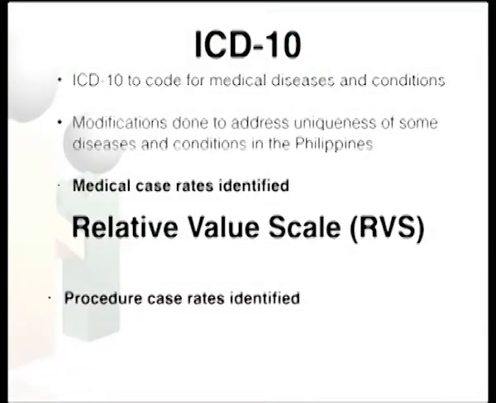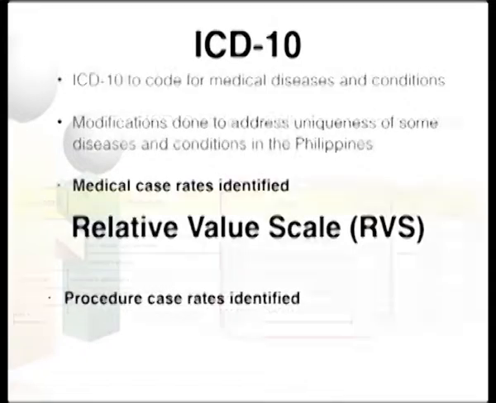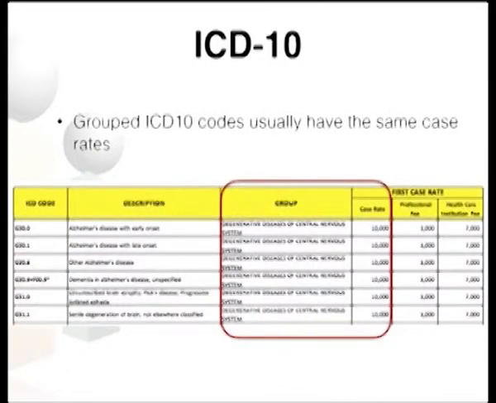ICD-10 is used to code all medical diseases. Modifications were done to address uniqueness of some diseases and conditions in the Philippines. Medical case rates are identified using the ICD-10. Procedure case rates are identified using the relative value scale. Addition of procedures and services were included by Philhealth that are not included in the CPT but were deemed reimbursable in the local setting. Grouped ICD-10 codes usually have the same case rates.